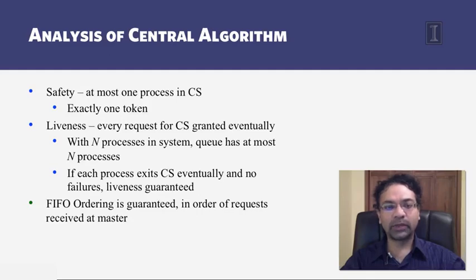So when each of these requests finishes, because there are no failures, and eventually when your turn comes at the head of the queue, you will get access to the token and the critical section. The ordering guaranteed here is FIFO in the order received at the master. So if your request came in slightly earlier than your friend's request at the master, then you will get access to the critical section just before your friend's request. So those are correctness properties.